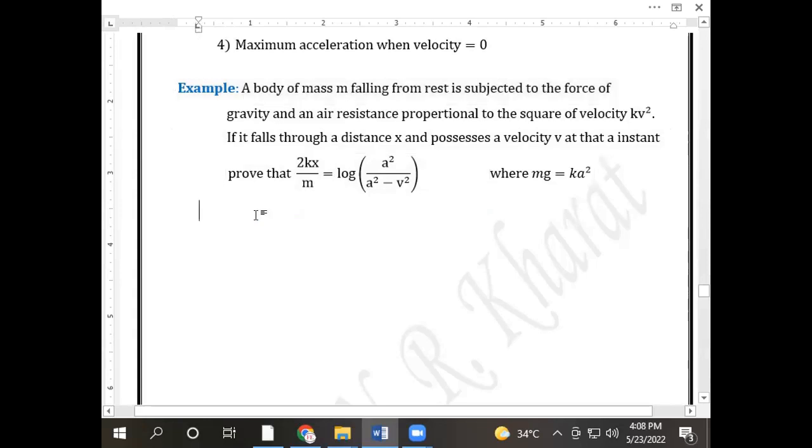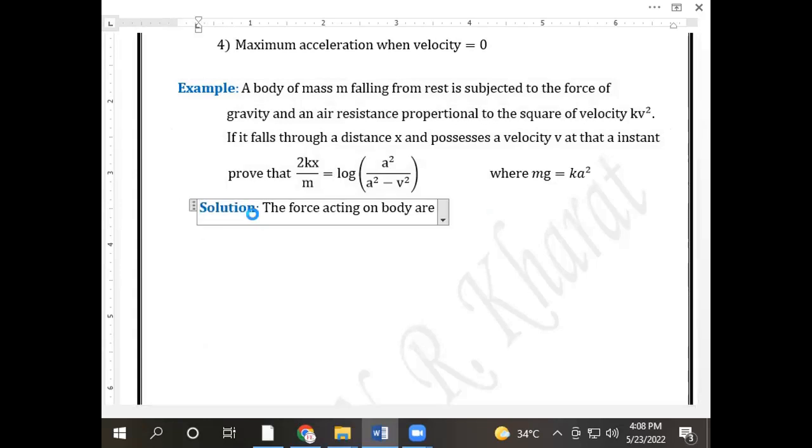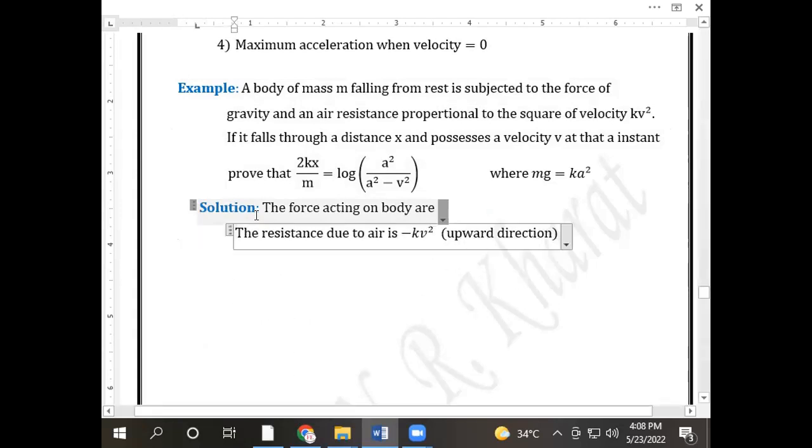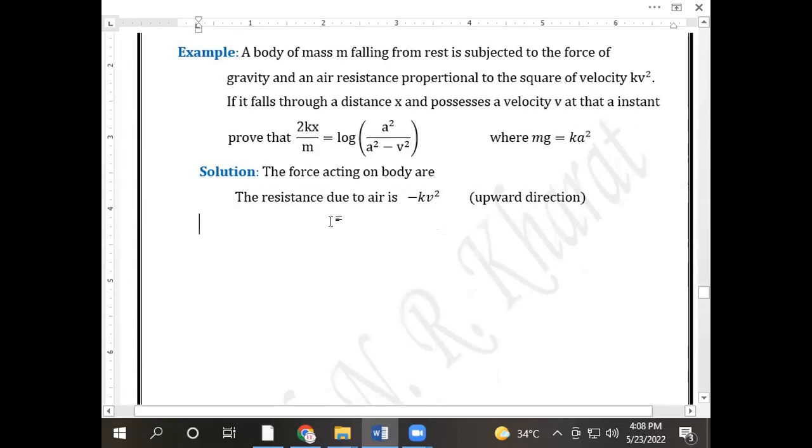So we get the condition here. For that, we have to find the force which is acting on the body. There are two different forces acting on this body. The first one is resistance due to the air, and its force is minus kv square. Why is it negative? Because the force of the air opposes the body of mass which is falling from rest. And the second force is the force of gravity, that is mg.